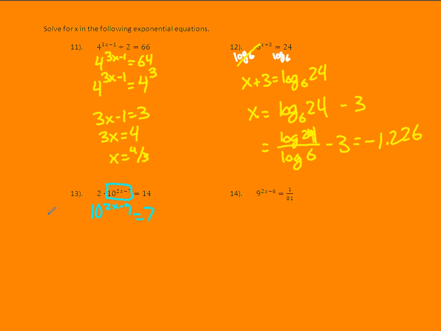Okay, and now the same thing. There's no number I can raise to a power to get both 10 and 7. So I'm going to take a log of both sides. Log base what? Base 10. But we don't write base 10 because that's our normal operating system. So we're just going to do log of both sides.